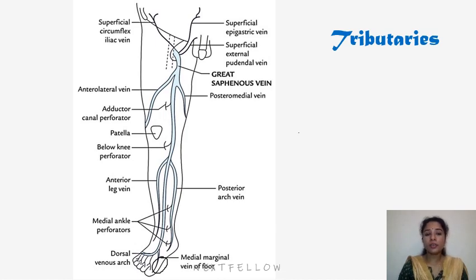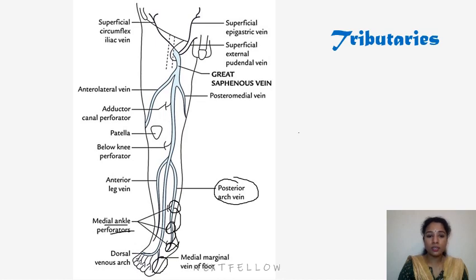Then the main tributaries in the leg are the anterior arch vein and the posterior arch vein. The posterior arch vein collects the blood from the posterior medial aspect of the calf and begins as a series of small vein arches connecting these three medial ankle perforators. You can see here, here is the posterior arch vein. We can see the medial ankle perforators. There are three medial ankle perforators which make venous arcades or arches, and it connects the posterior tibial venae comitantes by a series of perforating communicating veins.